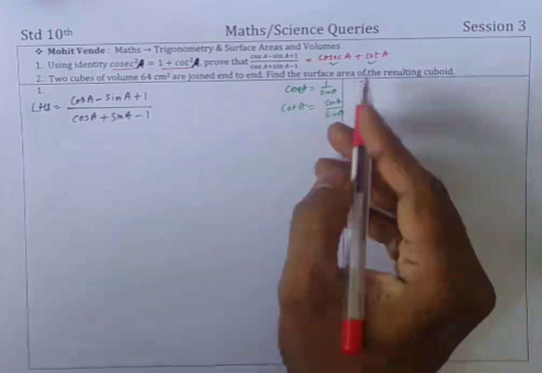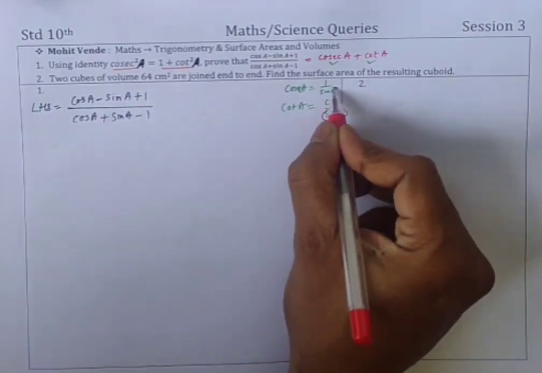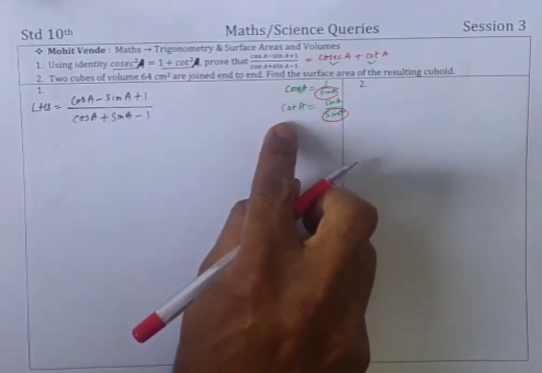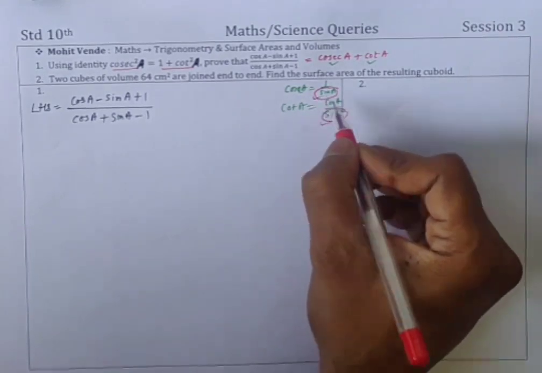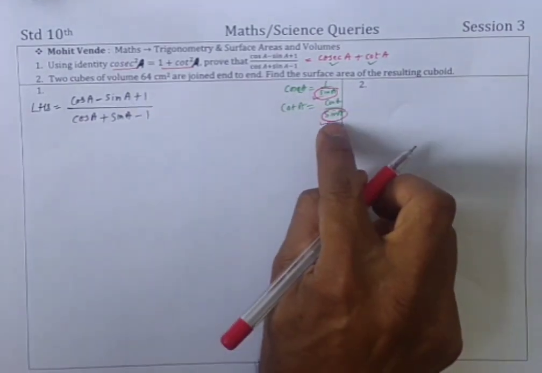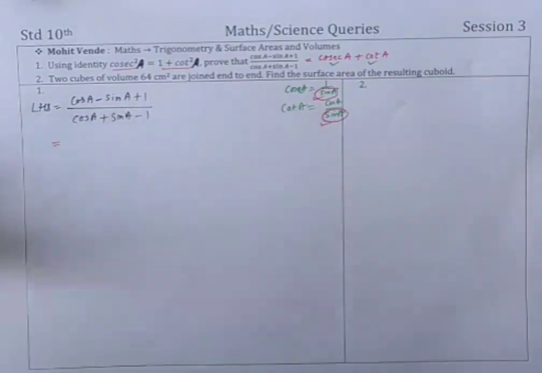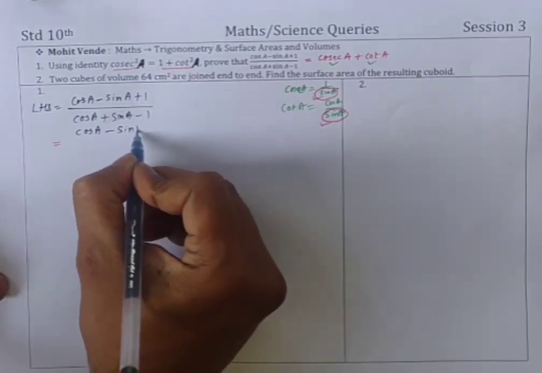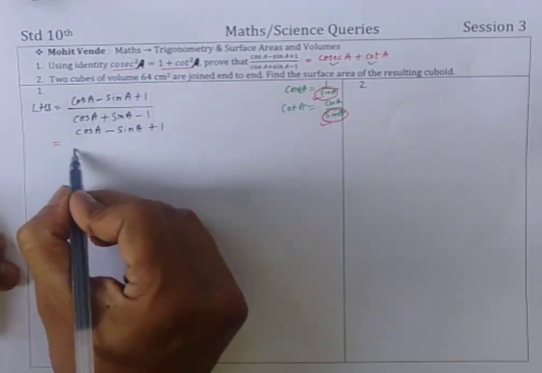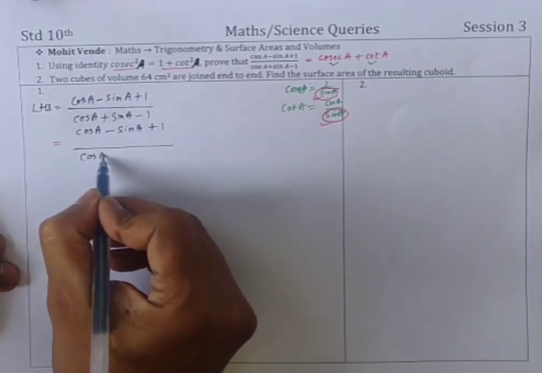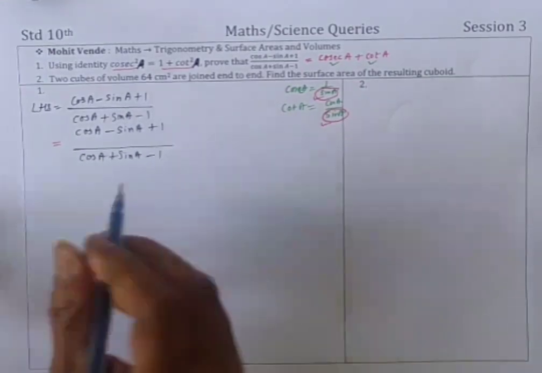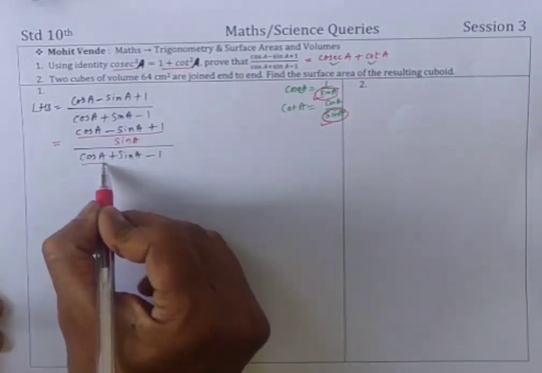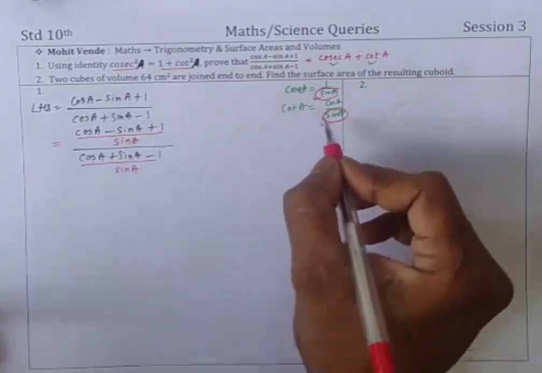Children, look at this denominator. Denominator is sin. So when you want to convert cos and sin into cosec and cot, you should divide the ratios, that means numerator and denominator, by sin. So I am doing that. Left hand numerator cos A minus sin A plus 1 whole upon denominator cos A plus sin A minus 1. Children, I am dividing numerator by sin A, and so the denominator also by sin A.